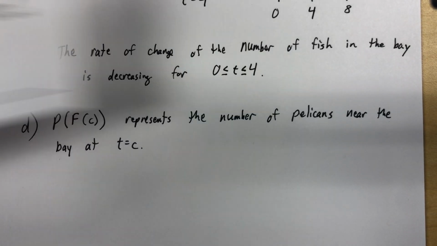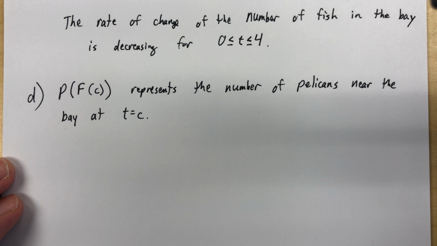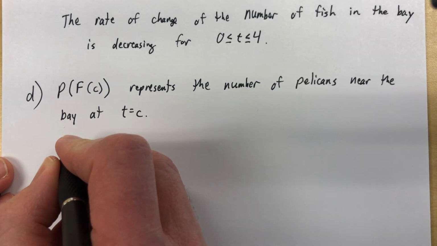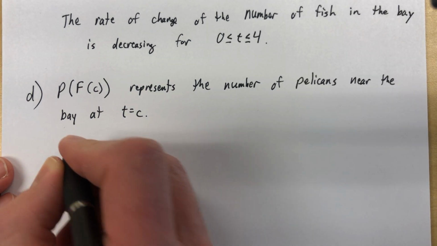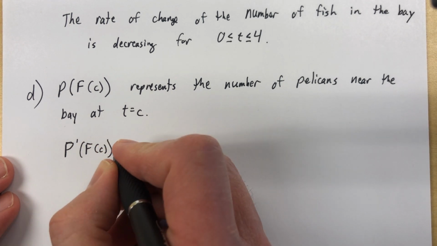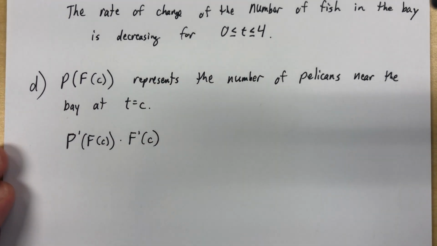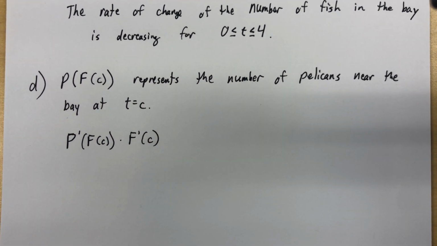But they did say, based on the models, write an expression for the rate of change. I need the derivative of this composite function. That's the chain rule, my friends. So let's do it. The derivative of this would be P prime of F of C times F prime of C. And this is going to be the rate of change of the number of pelicans. I will go ahead and continue with that.